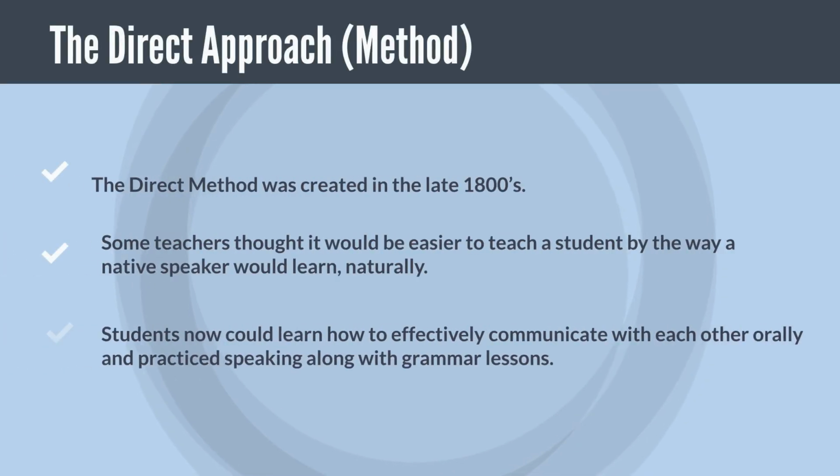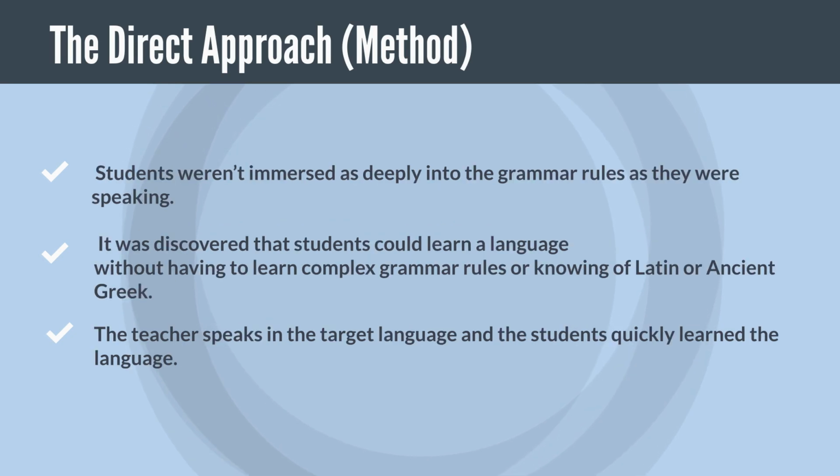The direct approach method: because of the grammar translation method, schools did little in the way of teaching students how to speak and communicate with each other orally. The direct method was created in the late 1800s. Some teachers thought it would be easier to teach a student by the way a native speaker would learn, naturally. Students now could learn how to effectively communicate with each other orally and practiced speaking along with grammar lessons. However, students weren't immersed as deeply into the grammar rules as they were speaking.